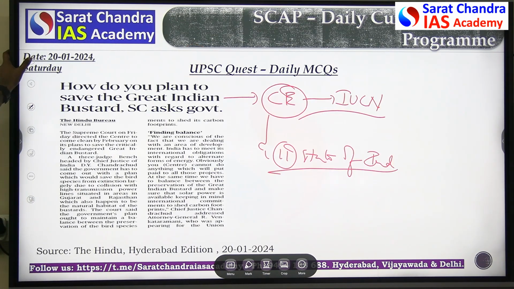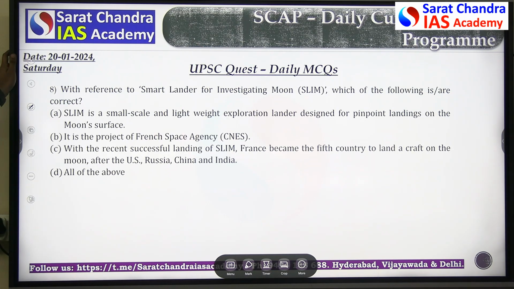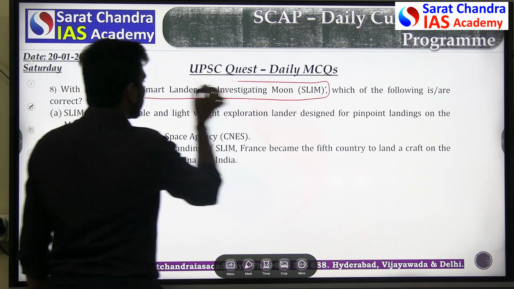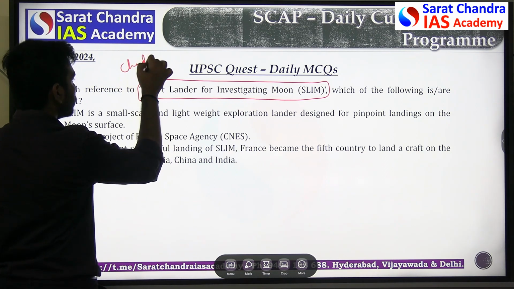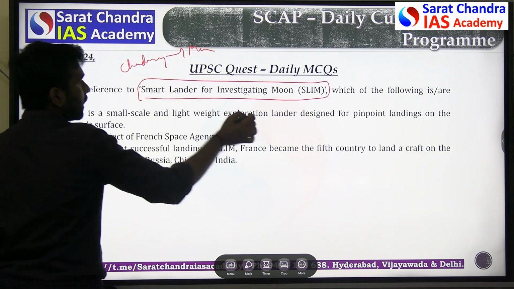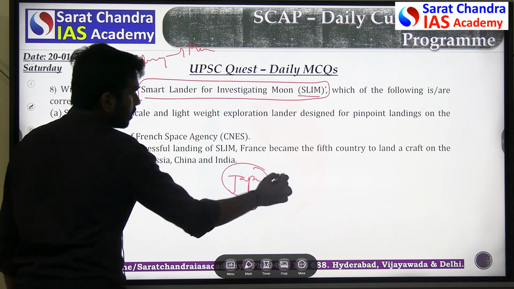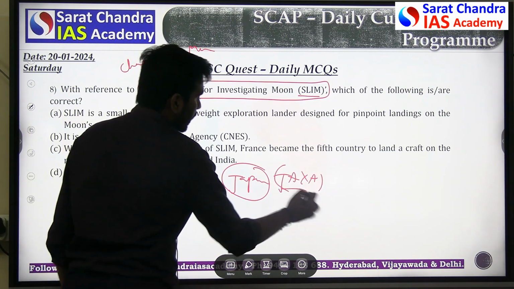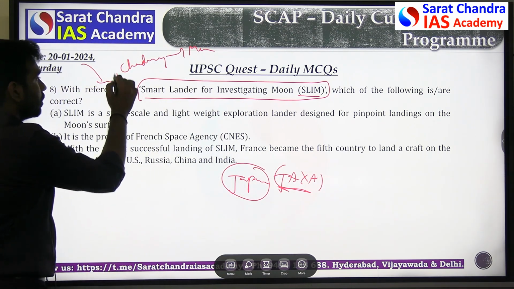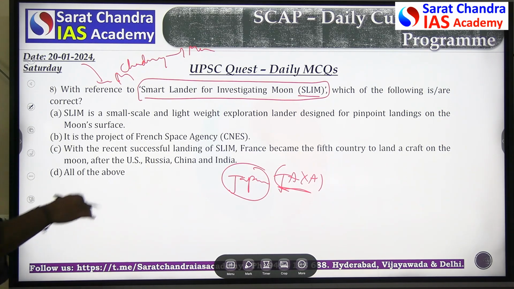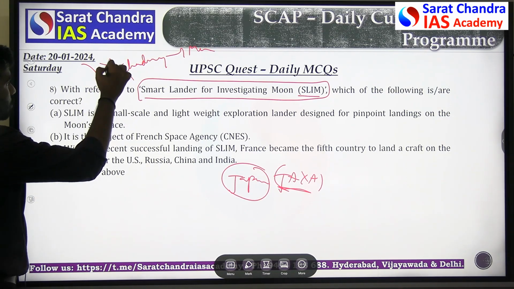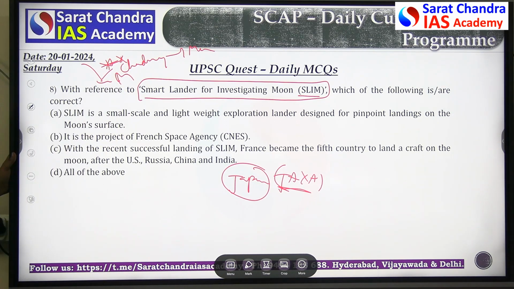Next, with reference to Smart Lander for Investigating Moon, which of the following is/are correct? Okay, it is a mission like our Chandrayaan, a mission on the moon. SLIM is a mission of the Japan Space Agency, JAXA. Yesterday this mission landed on the moon, but unfortunately its solar cells are not working well. That is one hurdle to this mission. So which of the following is/are correct?